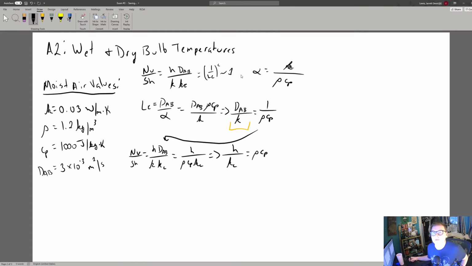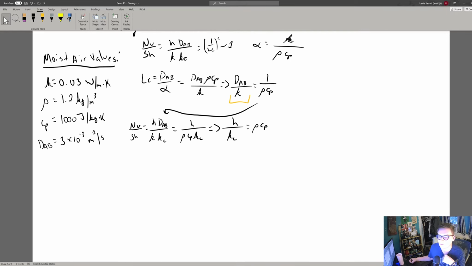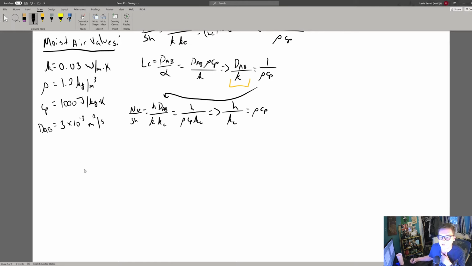Okay, and so then from there, we're going to want to take the equations that we have for mass transfer and convective heat transfer. We're going to want to set them equal to each other because we're assuming the mass and the heat are transferring at the same rate. So for the mass transfer, we have the mass transfer coefficient is equal to the concentration at the surface minus the concentration of the atmosphere.